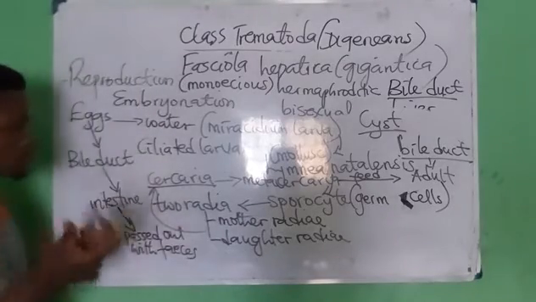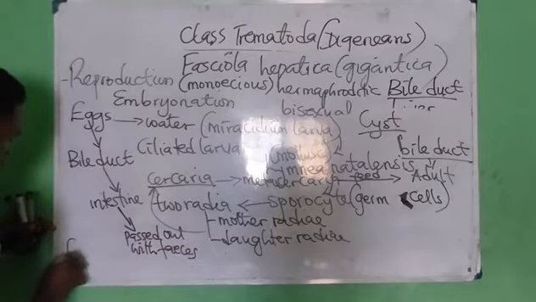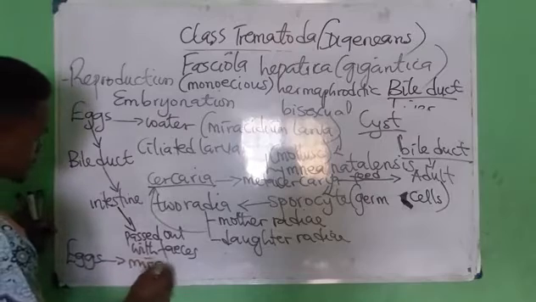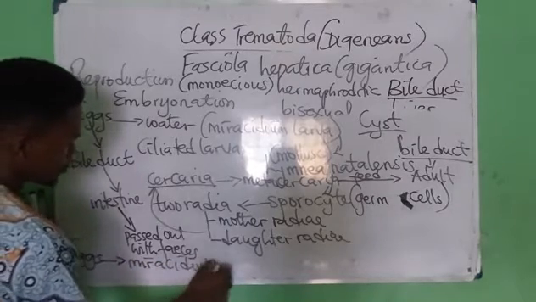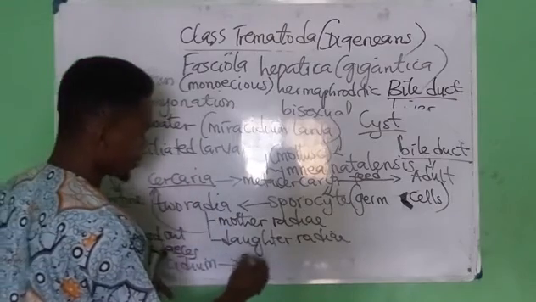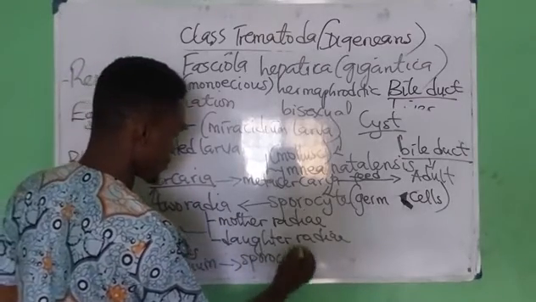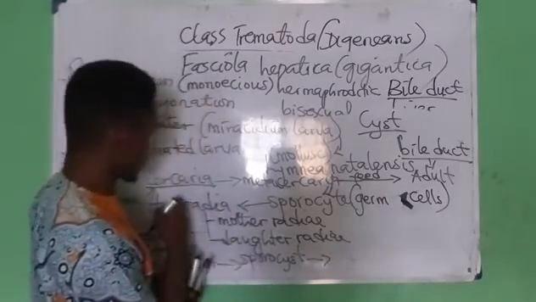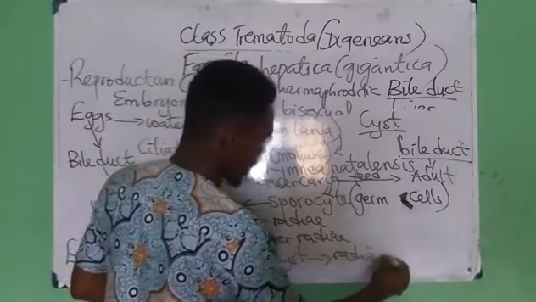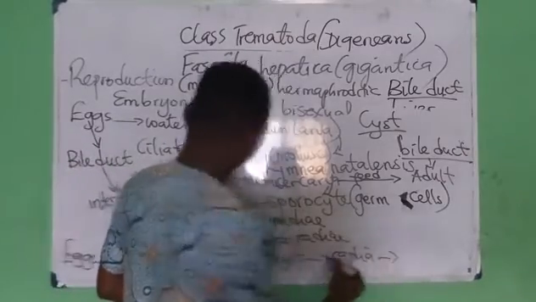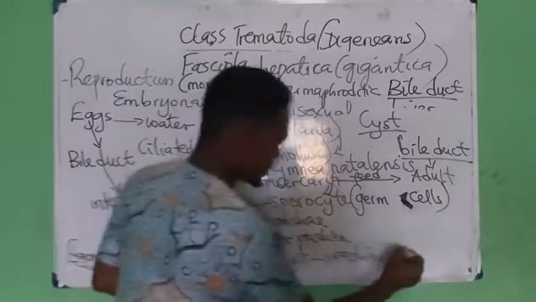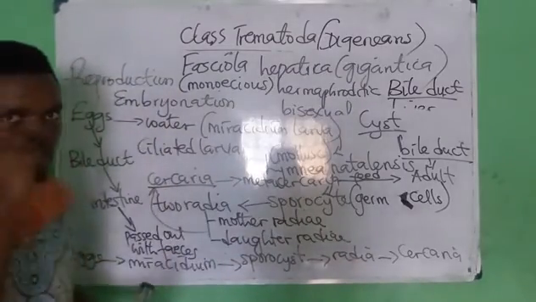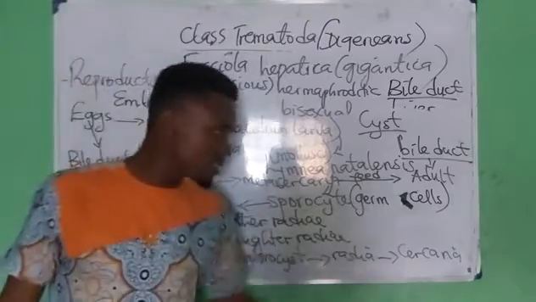They are medically and economically important organisms. So in conclusion, the eggs will develop into the Miracidium larva. Miracidium develops into the sporocyst. The sporocyst develops into radia. And the radia, that is the daughter radia, develops into what? Cercaria. And sometimes they'll add metacercaria. So please, this is the infective stage of the organism.